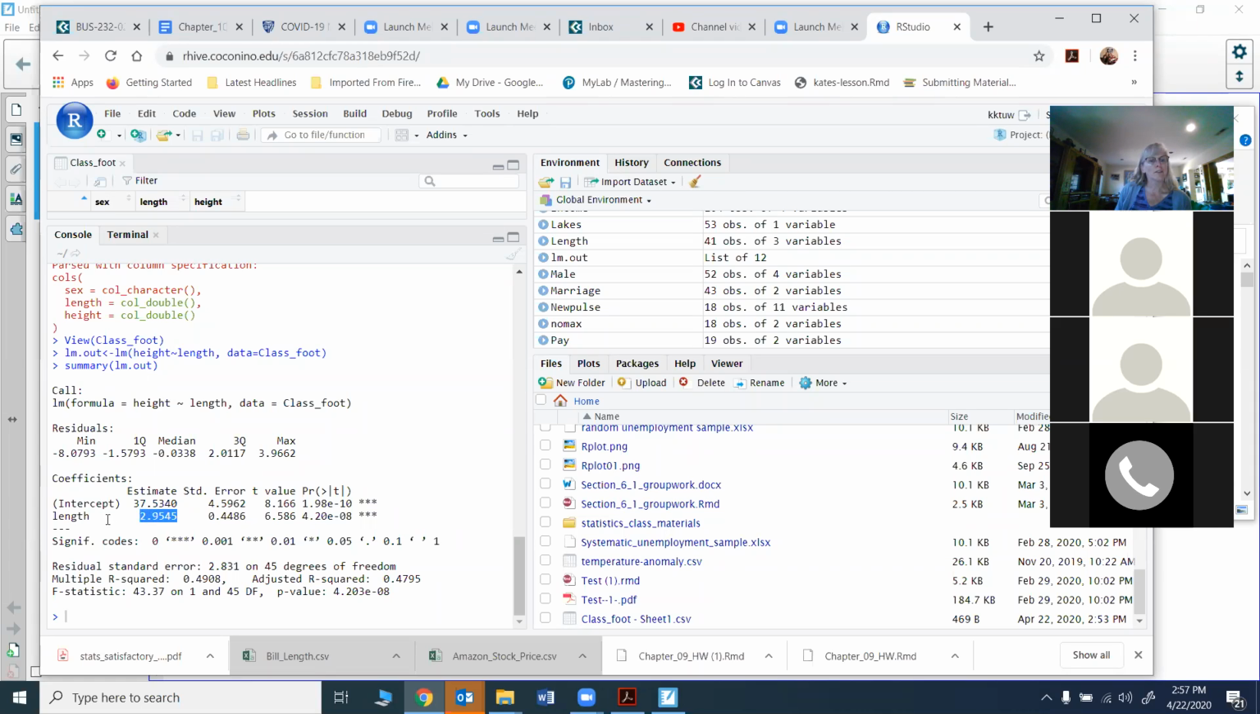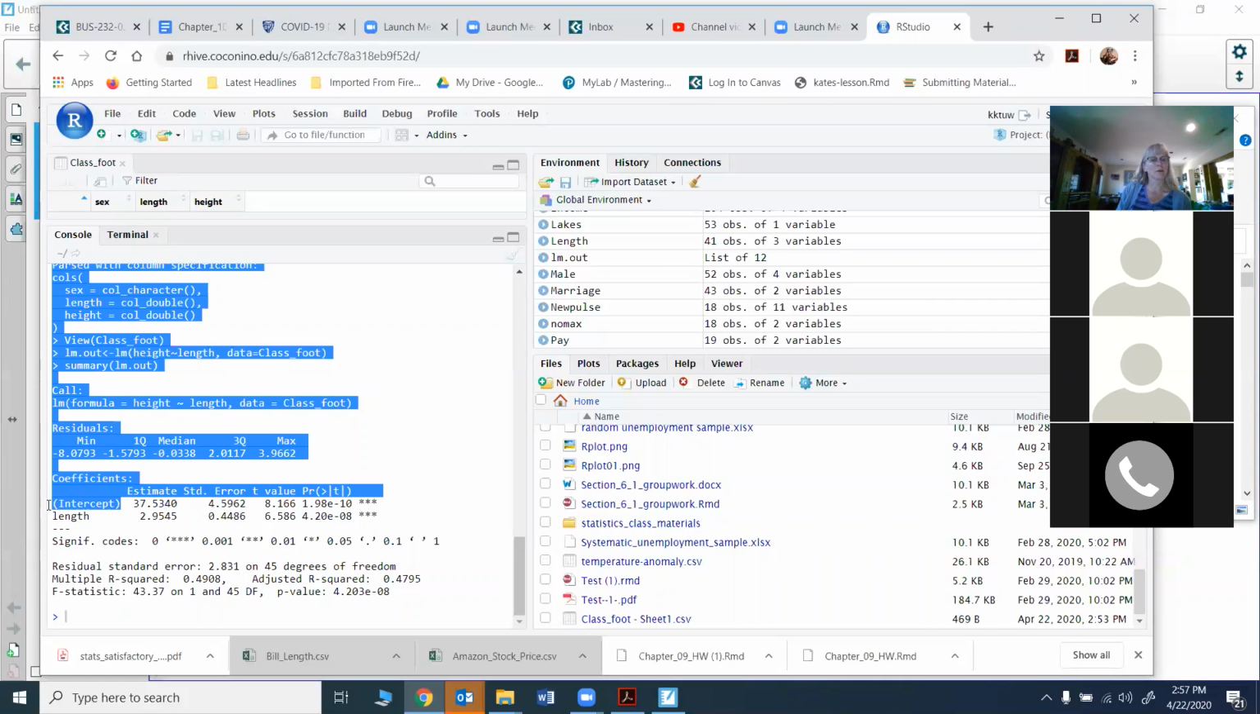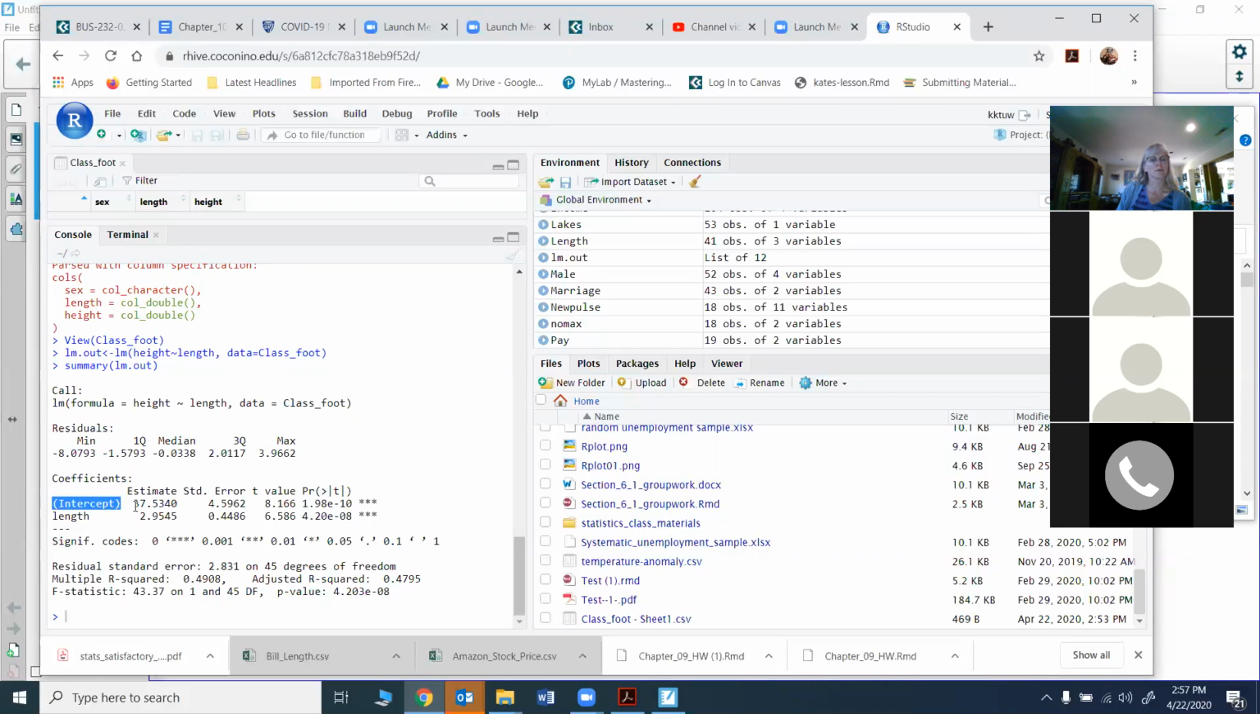So m is your slope. That's the thing that's in front of your x variable. And our x variable in this case was length. So length, there's my length, and this is the coefficient that goes with the length. So that is my slope. The intercept is exactly what you think it is. It's your y-intercept. And so this number right here is my y-intercept.